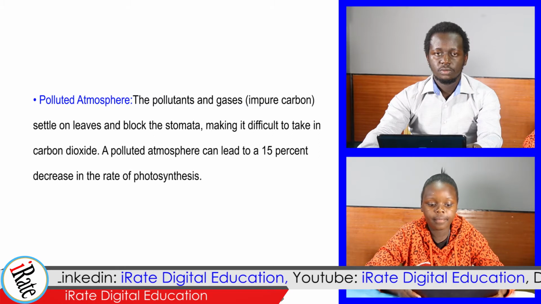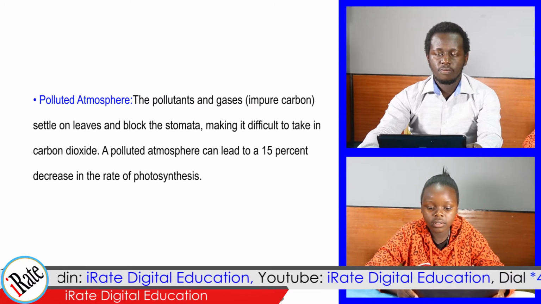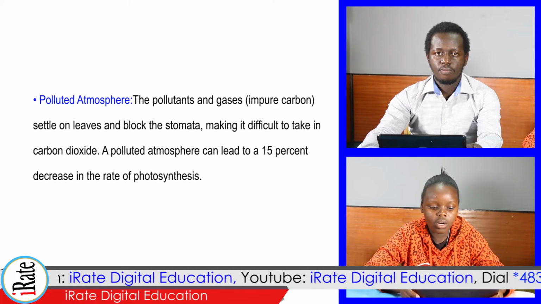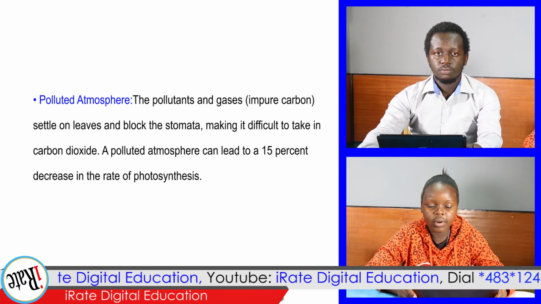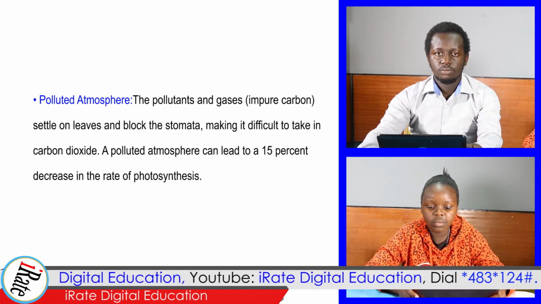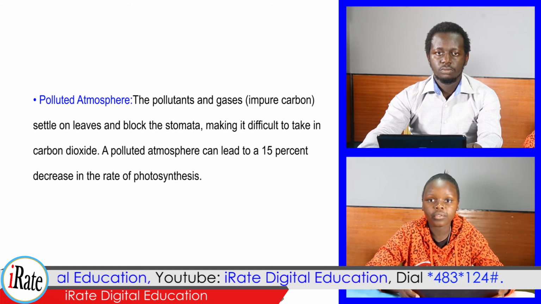Polluted atmosphere. The pollutants and gases, that is, impure carbon, settle on leaves and block the stomata, making it difficult to take in carbon dioxide. A polluted atmosphere can lead to a 15% decrease in the rate of photosynthesis.